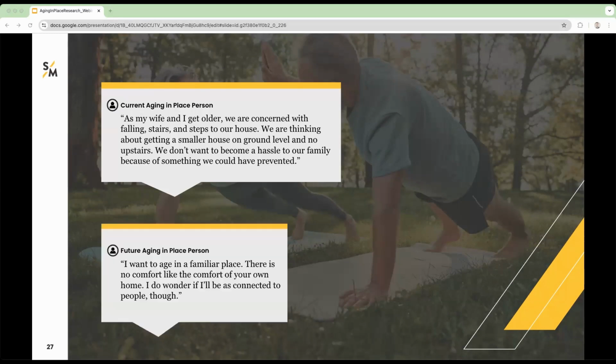The second one here, from someone anticipating their future aging in place: "I want to age in a familiar place. There is no comfort like the comfort of your own home. I do wonder if I'll be as connected to people, though." Between these two, you can really see how both physical and emotional wellness play a critical role for aging in place. Absolutely. You can almost feel it, right? As you're hearing them talk.